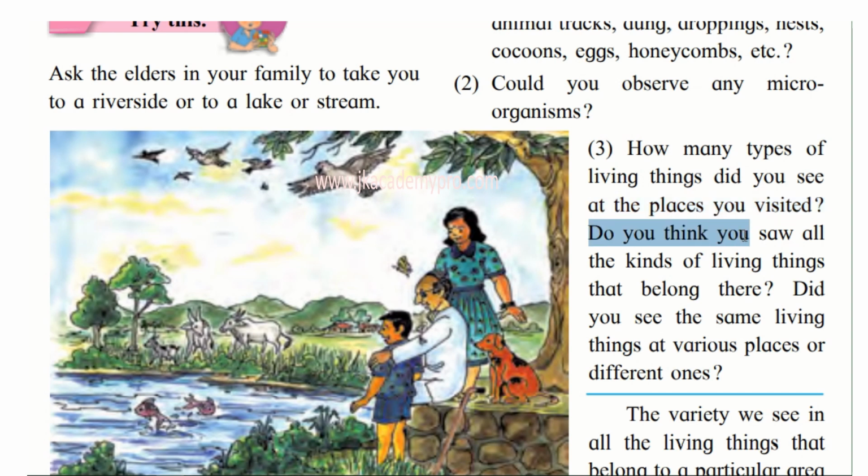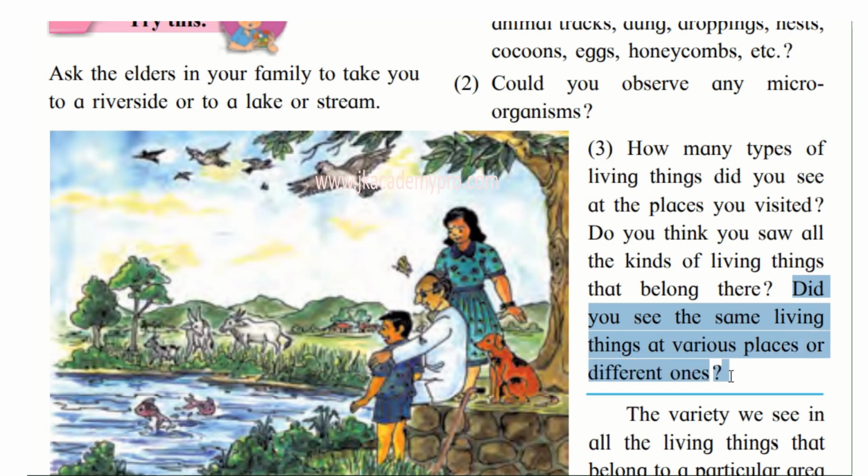Now think about this: do you think you saw all the kinds of living things that belong there? Were you able to see all of them, or were some missing? Okay, so think about it. And did you see the same living things at various places or different ones? When you went to different places, did you see the same kind of animals and birds and other living things and plants, or were they different?